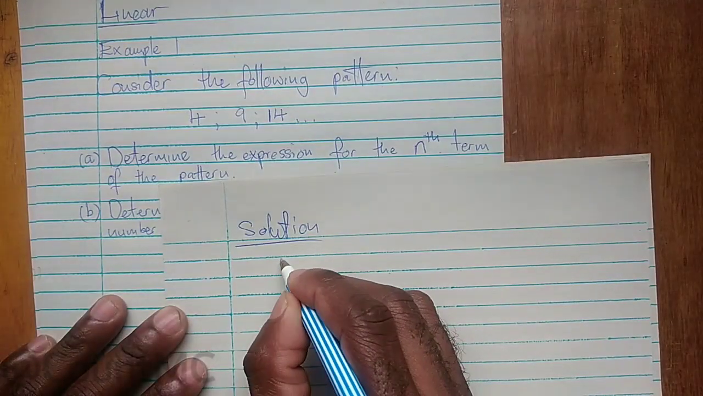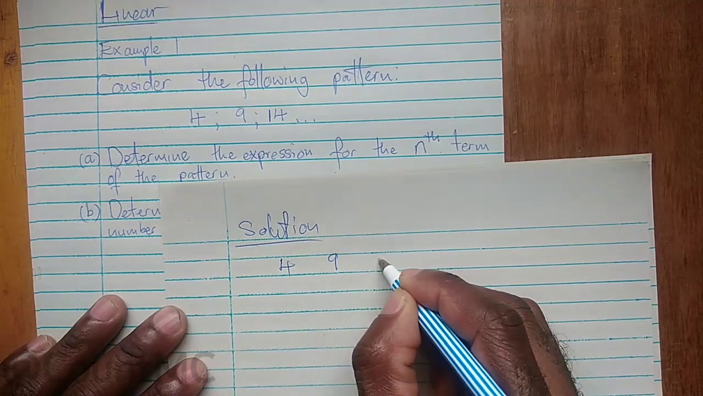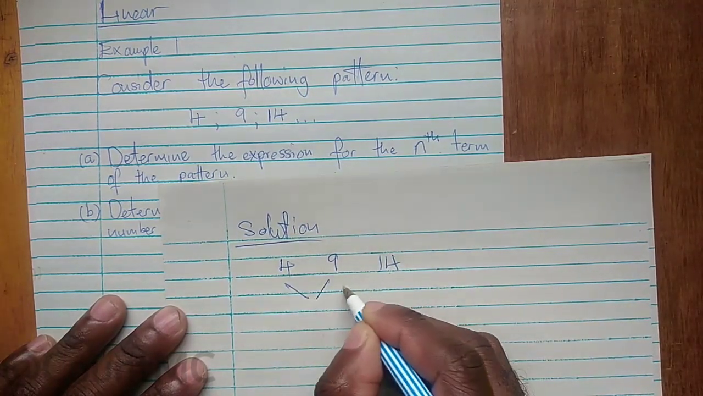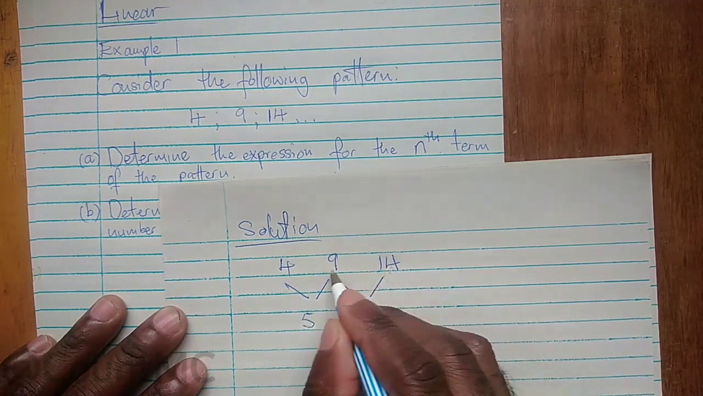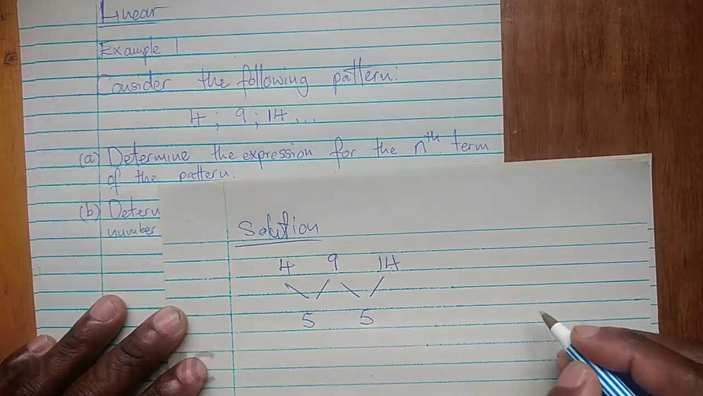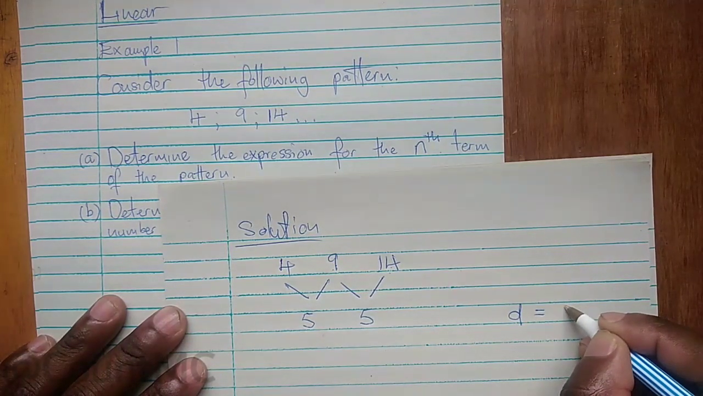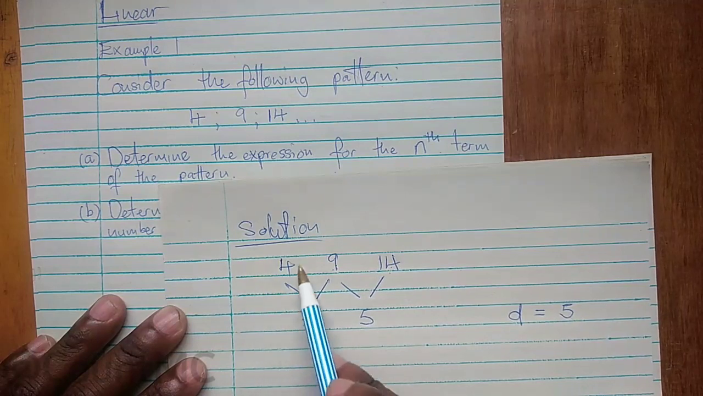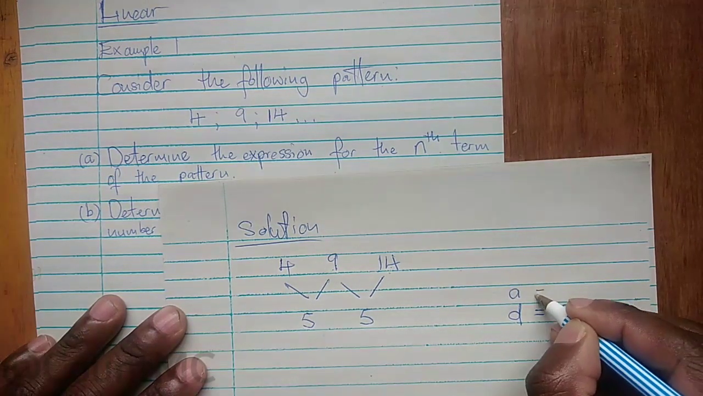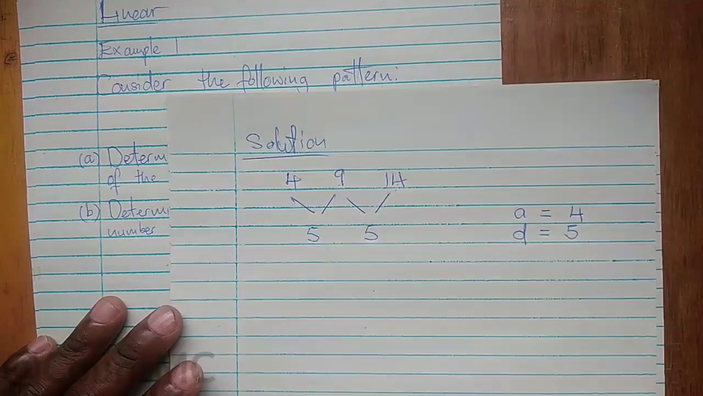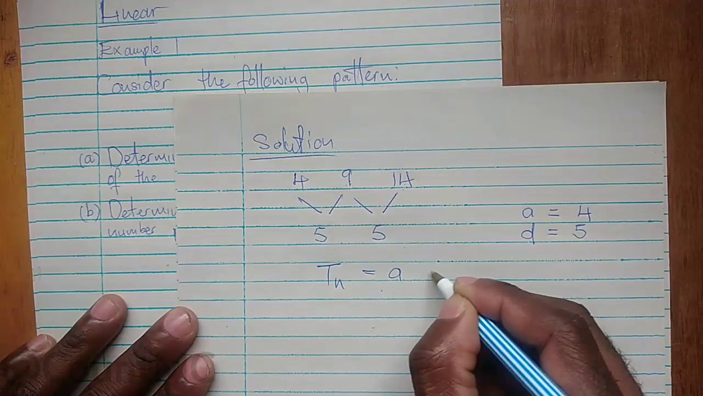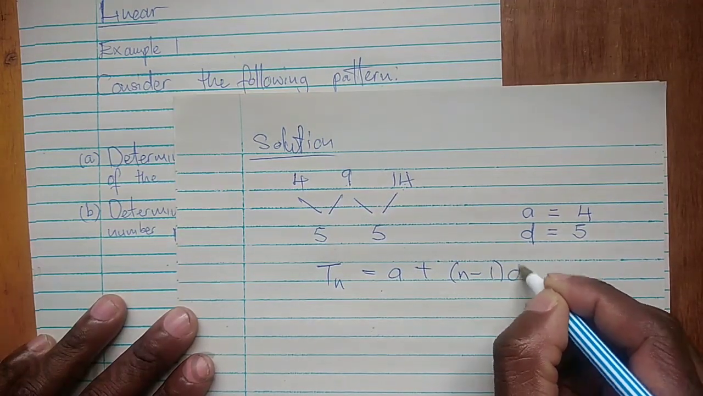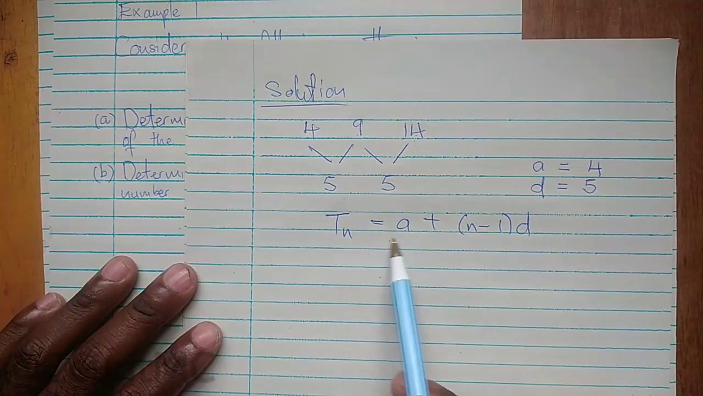Okay, so let's start. We begin by writing our number pattern: 4, 9, 14. The first step is always to look for the common difference: 9 minus 4 is 5, 14 minus 9 is 5. So we have D equals 5. The first term, we call it A, is 4. Now, for linear patterns, we use Tn equals A plus n minus 1 times D. Then you substitute these values.